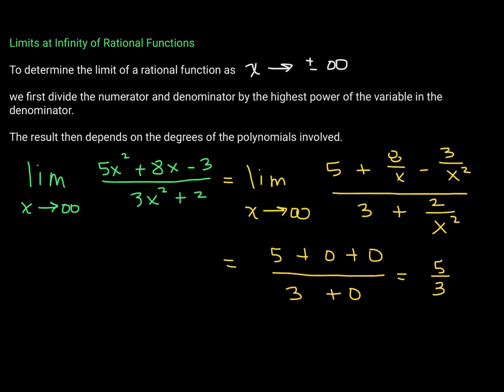Notice what's interesting is that the limit is basically the ratio of your leading coefficients in the very beginning. The leading coefficient of the numerator was 5. The leading coefficient of the denominator was 3. And 5 over 3 happens to be the limit we were looking for. Let's look at another rational function.